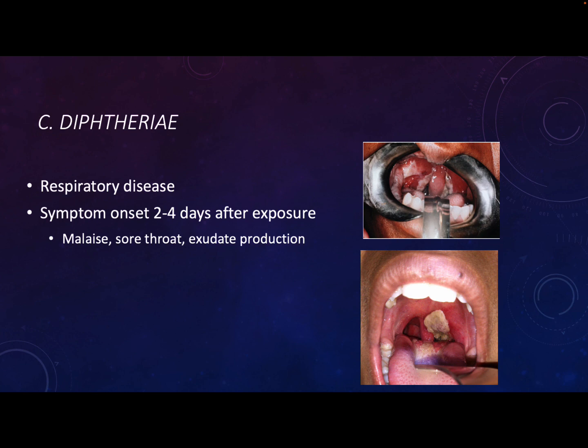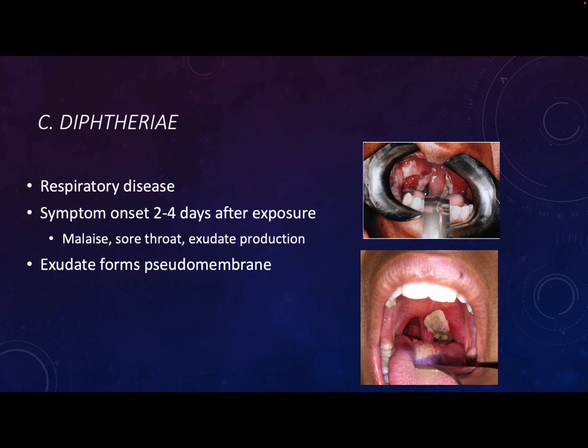Generally, patients who do develop diphtheria develop a respiratory disease, and symptoms will result 2 to 4 days after exposure. What you're looking at in your patient is they're going to feel tired. That's malaise, right? They'll have a sore throat, and they have the production of what's called an exudate. And you can kind of see it back here in this image, and then right here, this big patch of yellowish material. And they call it a pseudomembrane.